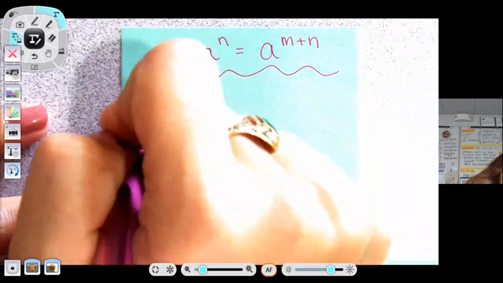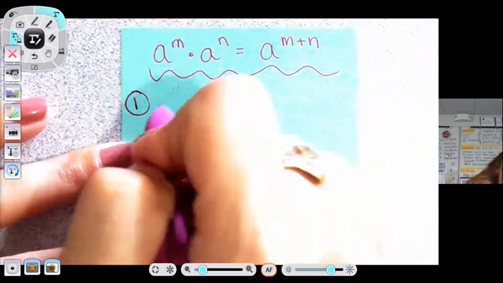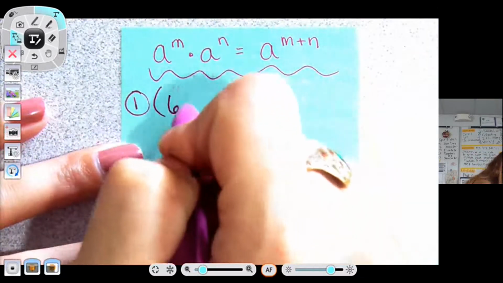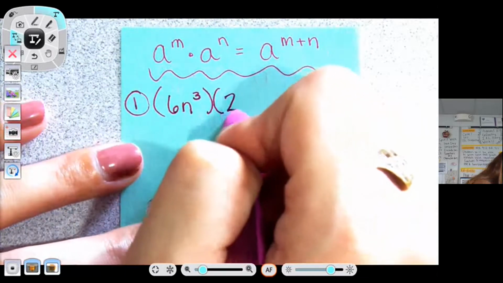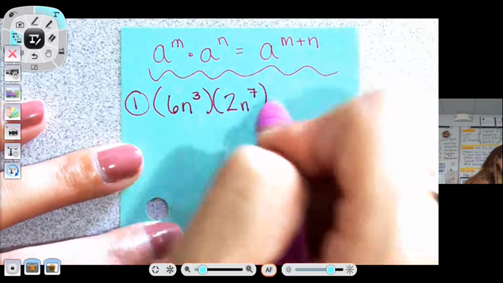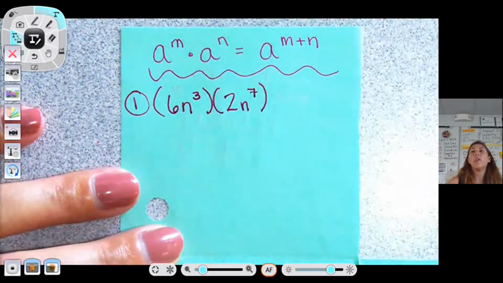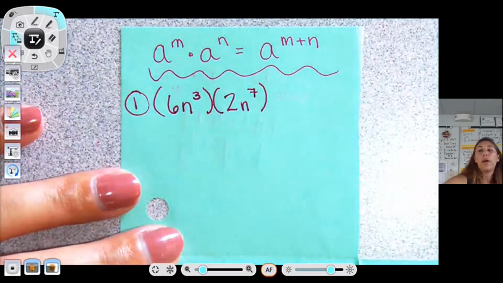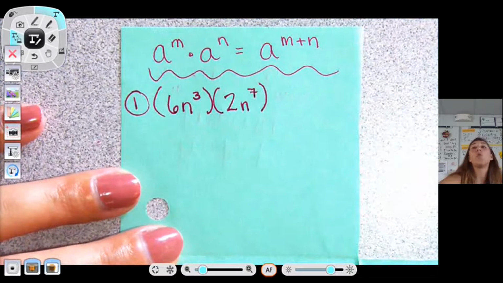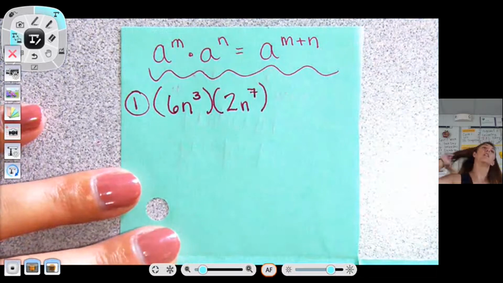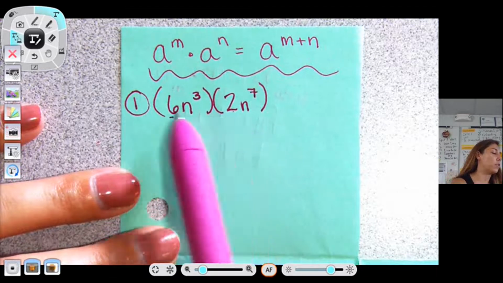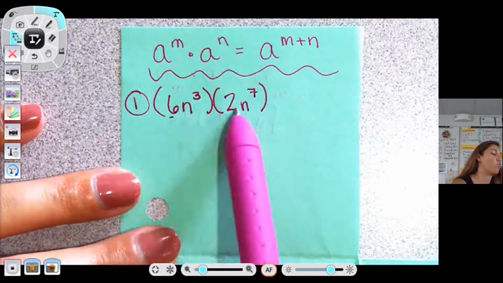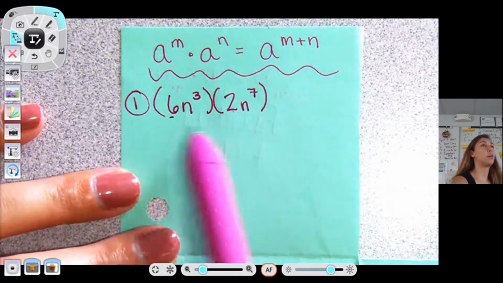So for question 1, we're going to keep it easy. We have 6 n to the 3rd multiplied by 2 n to the 7th. These are both being multiplied together. So I'm not going to multiply my exponents. I'm going to add my exponents. But I also have coefficients. What am I going to do with those coefficients? Multiply them. You're going to multiply the coefficients.